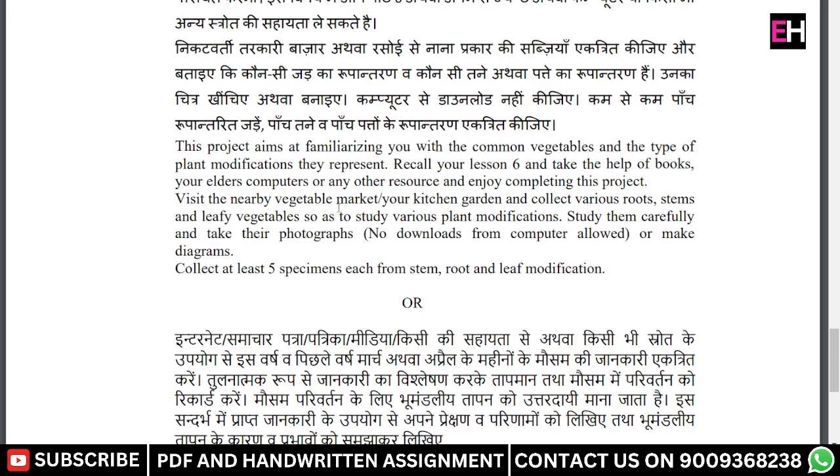Visit the nearby vegetable market or your kitchen garden, and collect various roots, stems, and leafy vegetables so as to study various plant modifications. Study them carefully and take their photographs or make diagrams. Collect at least 5 specimens, each from stem, root, and leaf modification.